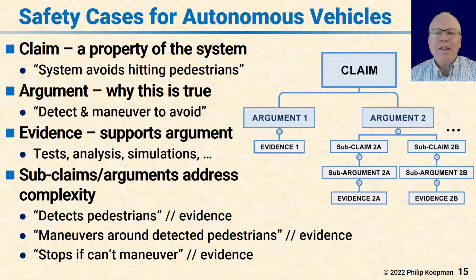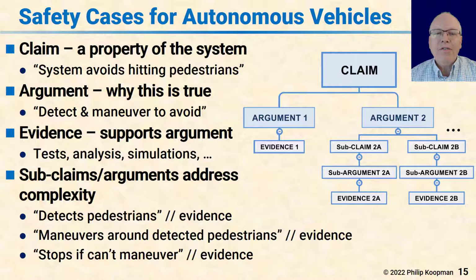If you have something that's really complex, you're likely to have subclaims and arguments to address the complexity, going claim, argument, subclaim, subclaim, subargument, subargument, all the way down to lots of evidence. So it's expected that a safety case can get fairly big and fairly complex. But ultimately, if you want to say you're safe, there should be a way to explain to someone else why you believe it's safe and what the evidence is to back that up.